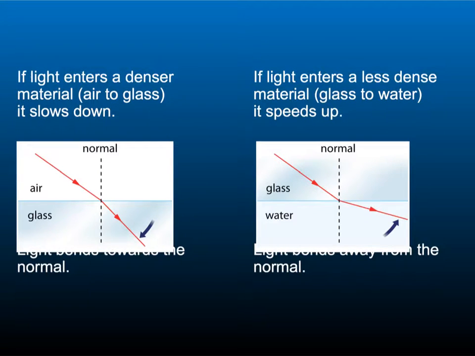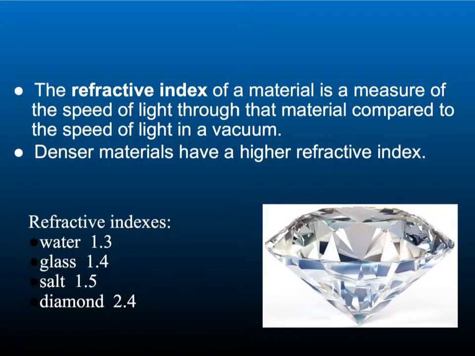If light enters a denser material, for example from air into glass, it slows down and it bends towards the normal line. If light enters a less dense material, from glass to water, it speeds up and it bends away from the normal line. The refractive index of a material is a measure of the speed of light through that material compared to the speed of light in a vacuum. Denser materials have a higher refractive index.